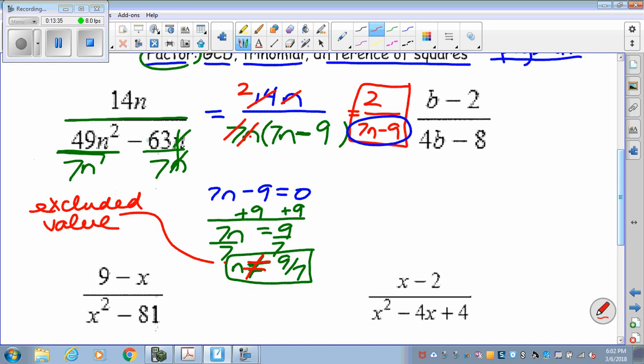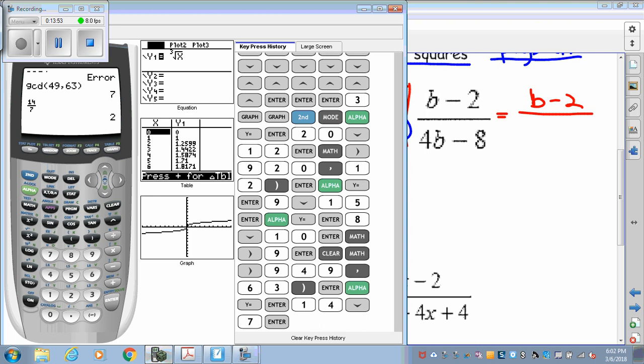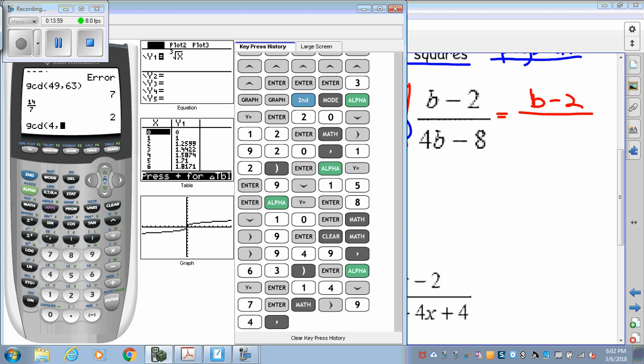All right. So now I'm going to look at this next one, b minus 2. Well, there's nothing really, you can't simplify b minus 2. But here I do have a common factor between the 4 and the 8. So I'll do math num 9, and I'm going to do 4, comma 8.